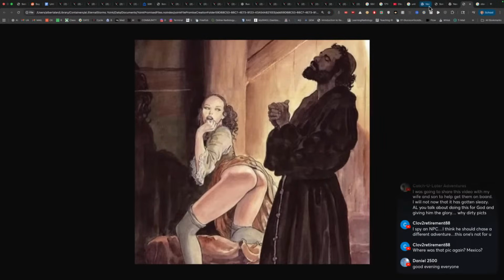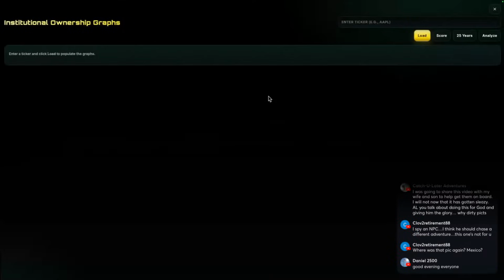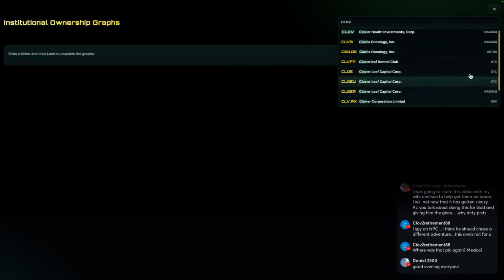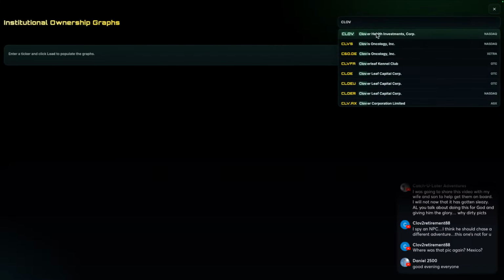Oh yeah, there's the little meme there. So now let's go ahead and turn our attention to institutional ownership graphs. I just made this. Been working on it for a long time. We just basically updated it. It looks a lot better now. So now a couple things that I want to share with you. If you type in the ticker, it shows you exactly what tickers are available out there, what exchanges they're on. Let's say, here's Clove.